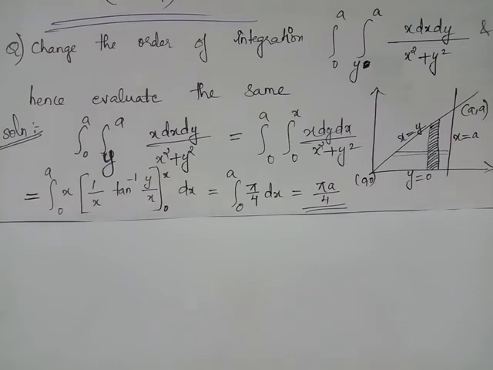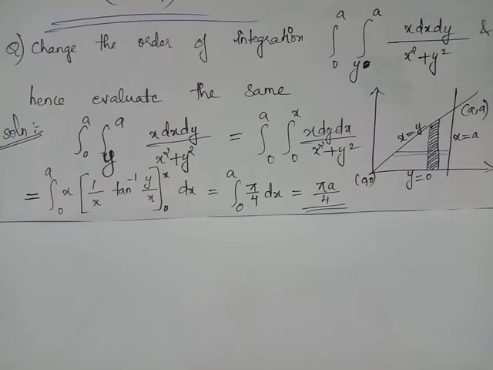When you give the lower limit y equals 0, we have tan inverse 0 equals 0, and when you give the upper limit y equals x, we have tan inverse 1 which equals pi by 4. Here x and x get cancelled and the double integral reduces to integral 0 to a pi by 4 times dx. Pi by 4 can be taken outside the integration, and we have integral 0 to a dx equals pi by 4 into x, to which we will give the upper and lower limits x equals a and x equals 0.